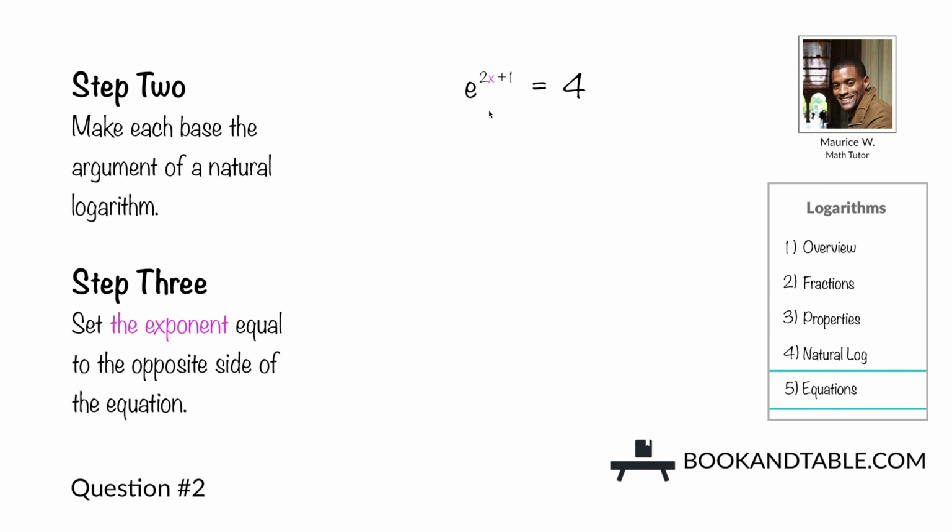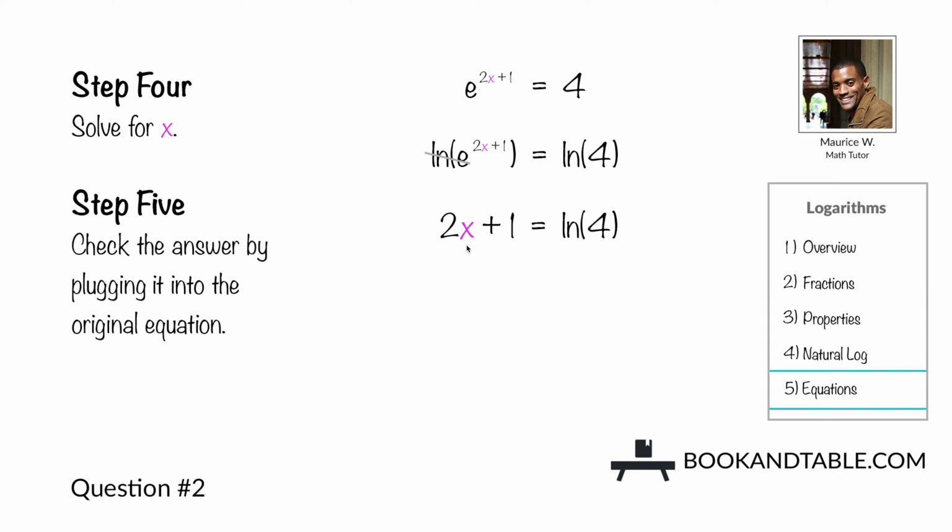So step 2, we'll make each base the argument of a natural logarithm, which will give us the natural log of e to a power of 2x plus 1 is equal to the natural log of 4. And over here, the natural log and e cancel each other out, which allows us to set the exponent 2x plus 1 equal to the opposite side of the equation, the natural log of 4. So we have 2x plus 1 is equal to the natural log of 4. So now we can solve for x.